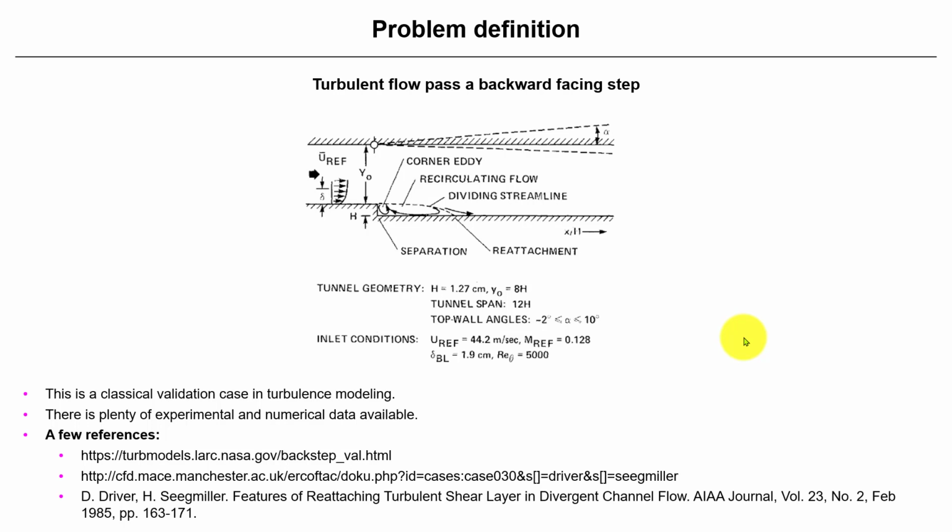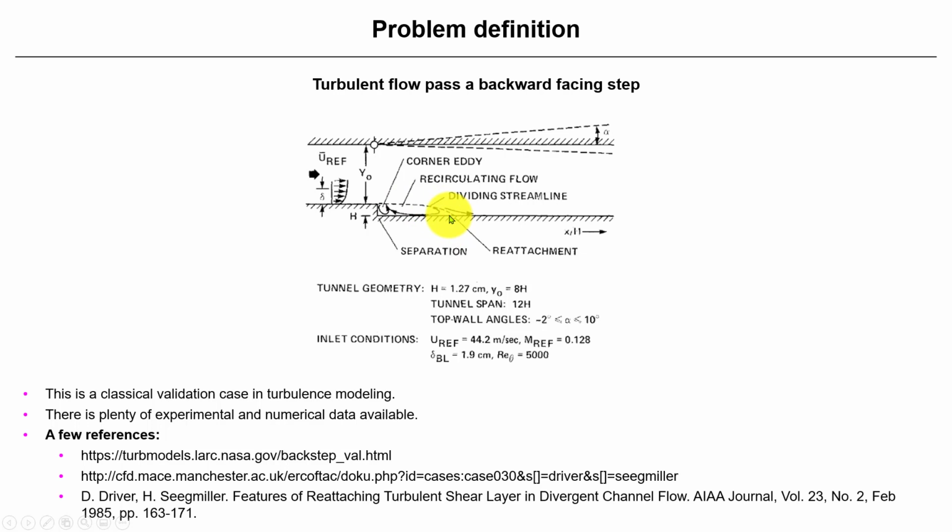This is a classical turbulence modeling case. Okay, this is the turbulent flow past a backward facing step. So what we have here, the flow entering here, you have this step here, then you will have separation, and you have this recirculation region here. Okay, so you're going to have a reattachment point.